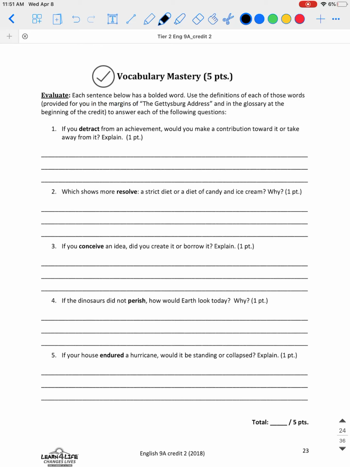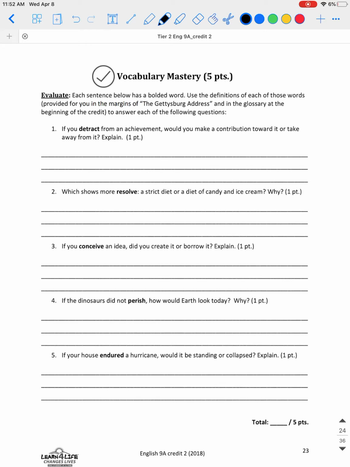So this is the vocabulary part. Each sentence below has a bolded word. Use the definition of each of those words, which is in your glossary on one of the first pages. So go back and use that as a resource, and it's going to help you answer the following questions. So if you detract from an achievement, would you make a contribution towards it or take away from it? And so you need to know what detract means to be able to answer that. It needs to be in a complete sentence. Okay.